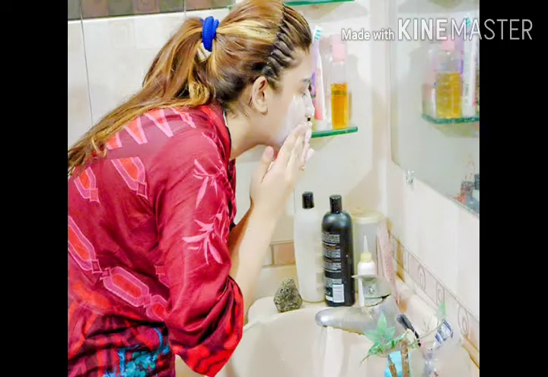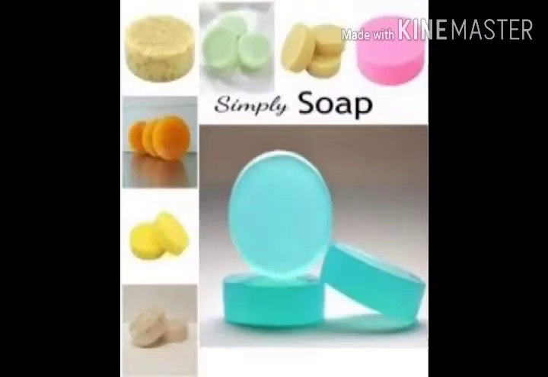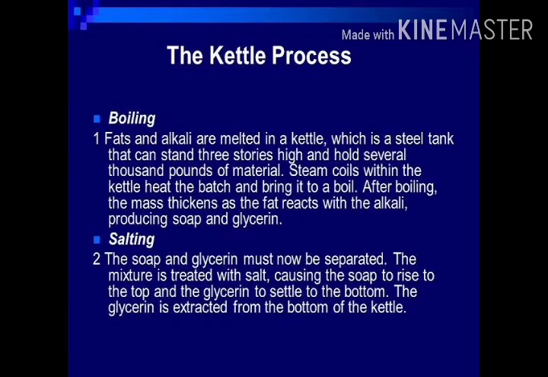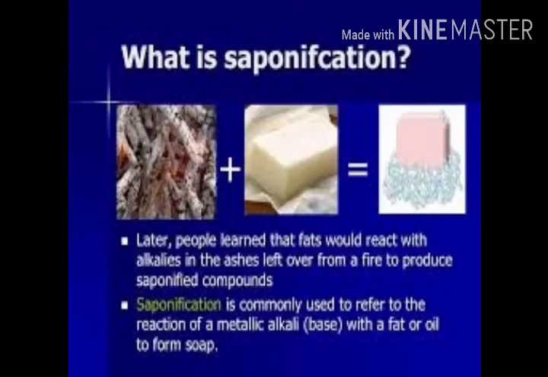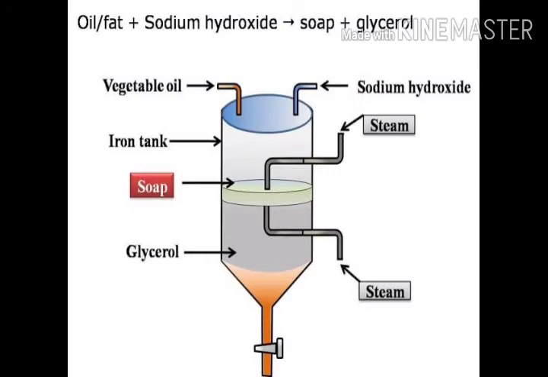Next we see about the manufacture of soap. The common method is the kettle process. This is the oldest method, but it is widely used in the small scale preparation of soap. Two steps are followed in this process. One is saponification of oil. So let's see the saponification. The oil is taken in an iron tank, that is kettle, and a little excess alkaline solution is added into it, and then it is boiled by passing steam through it. This process is called saponification.